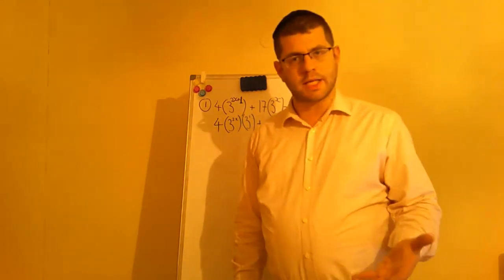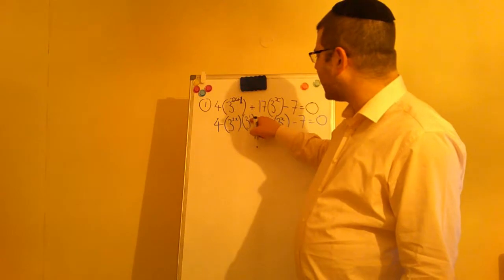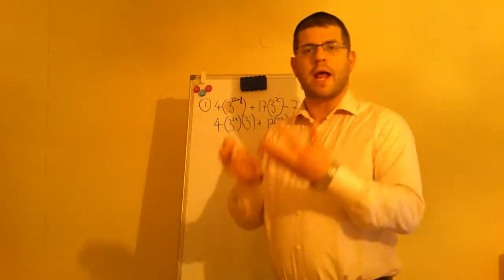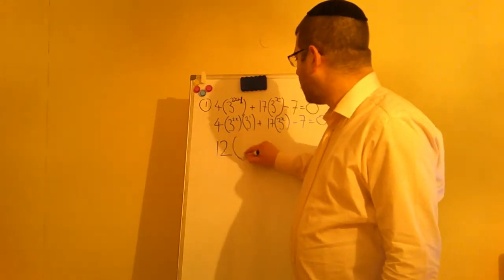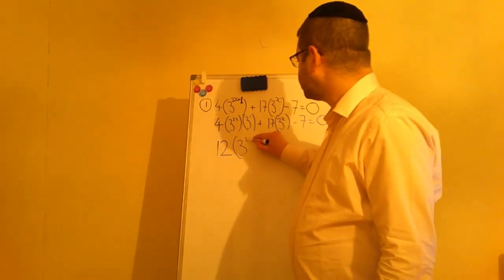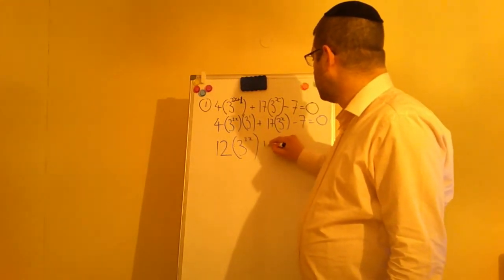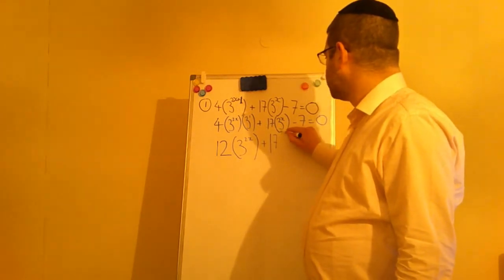And let's just tidy this up. I've got a 3 to the power of 1 at the end and a 4 at the beginning. They obviously combine to 12. So this tidies up to the following.